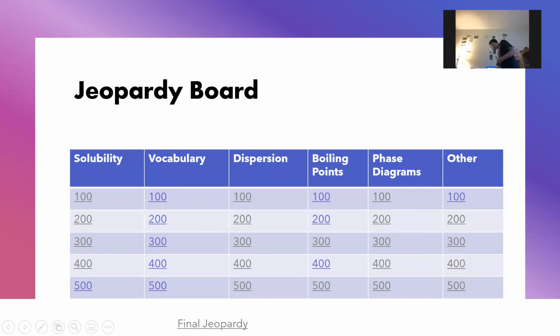Phase diagrams we're all done with. We're all done with dispersion. Got a bunch of solubility and vocabulary. Tetra, you got control of the board. Solubility for 500.